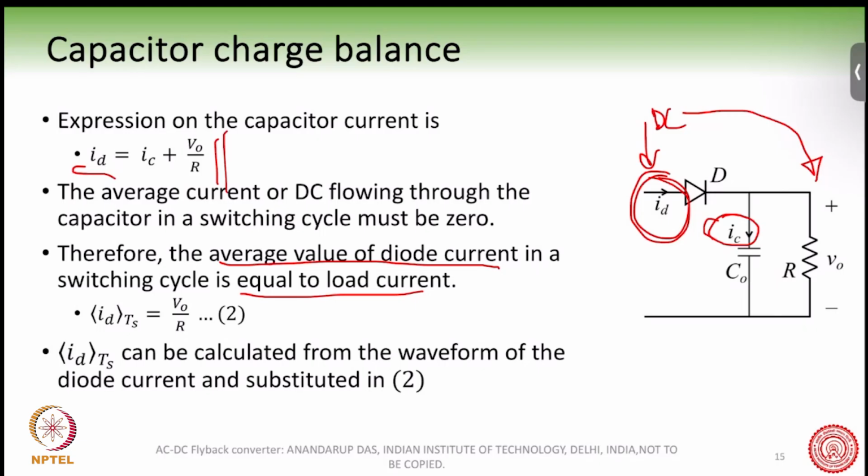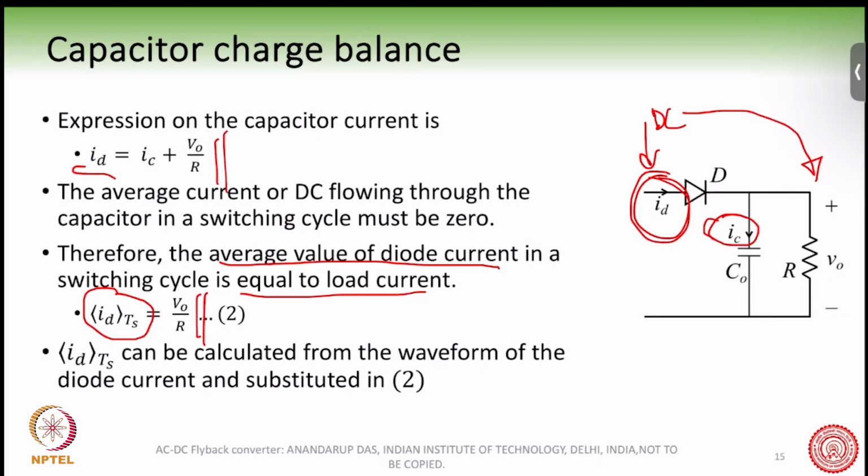So the average value of ID, the DC component, as we said, we will be representing average values by this notation: average in a switching cycle, ID over Ts. This current must be equal to V0 by R, because the capacitor has infinite impedance at DC, so it cannot carry it. So therefore, ID average must be equal to V0 by R.